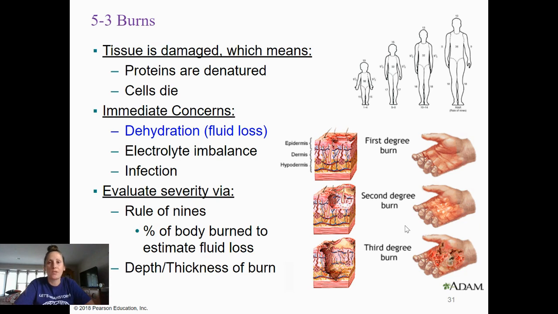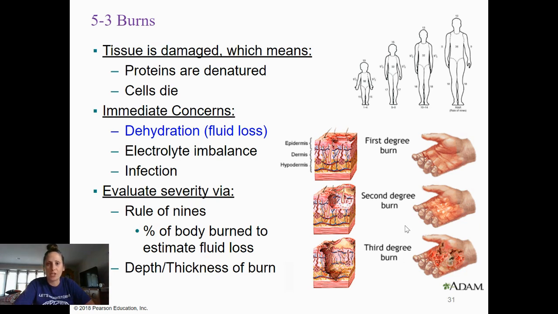So to start out with burns, burns basically means that we have had some type of tissue damage to the skin. Usually that means proteins have been denatured. Obviously cells and tissues have been damaged. You can see from the pictures listed there that there is severe damage to the skin, depending on the degree of the burn.